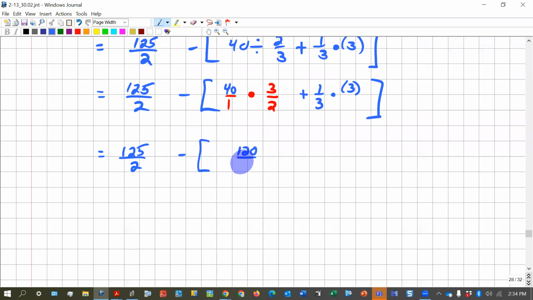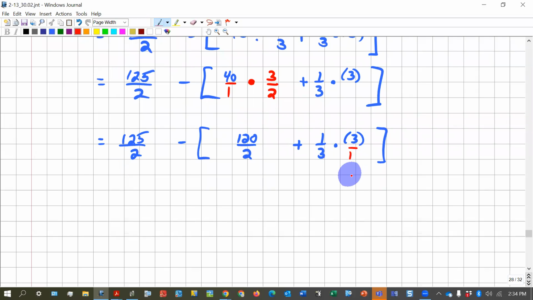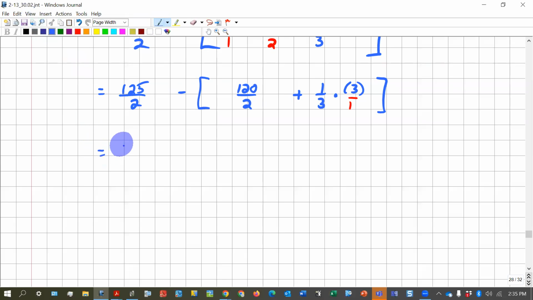So we have 120 over 2. Then we have to multiply before we add. So 1/3 times 3 is 3 over 3. We may or may not want to simplify either of those fractions.